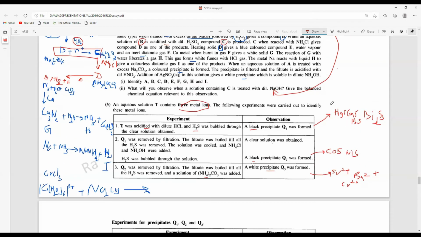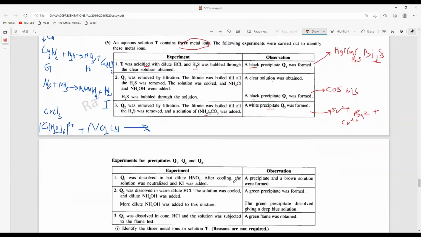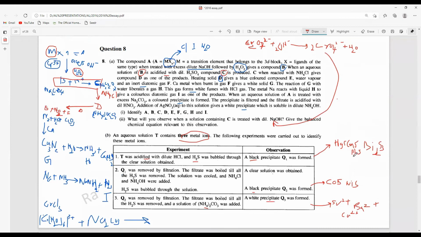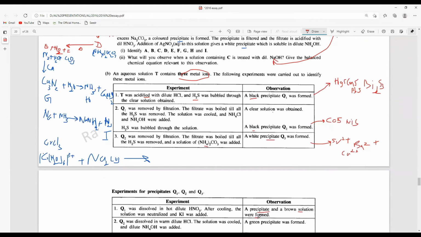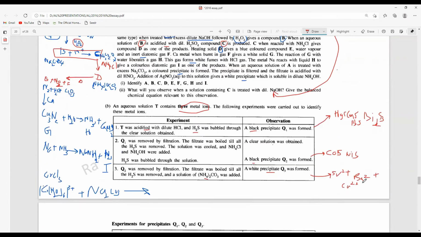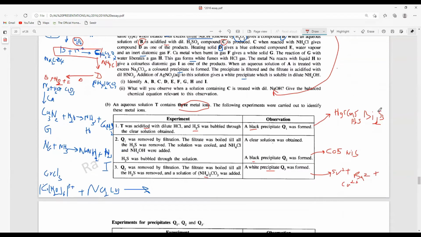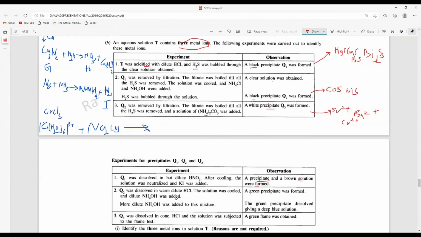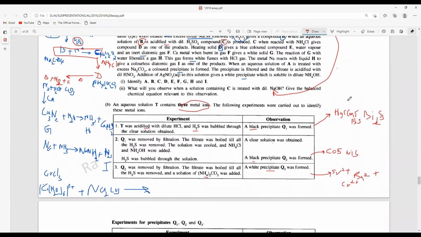So we have these compounds. We dissolve this, and after cooling, we neutralize it and add KI. A precipitate and a brown color solution were formed. So it is important to identify which one this could be. When you add KI to these soluble forms, a precipitate and a brown solution are formed. When you think about these elements, when you solubilize and neutralize and then add KI, Hg2+ will form HgI2, Bi3+ will not, and PbI2 is formed.